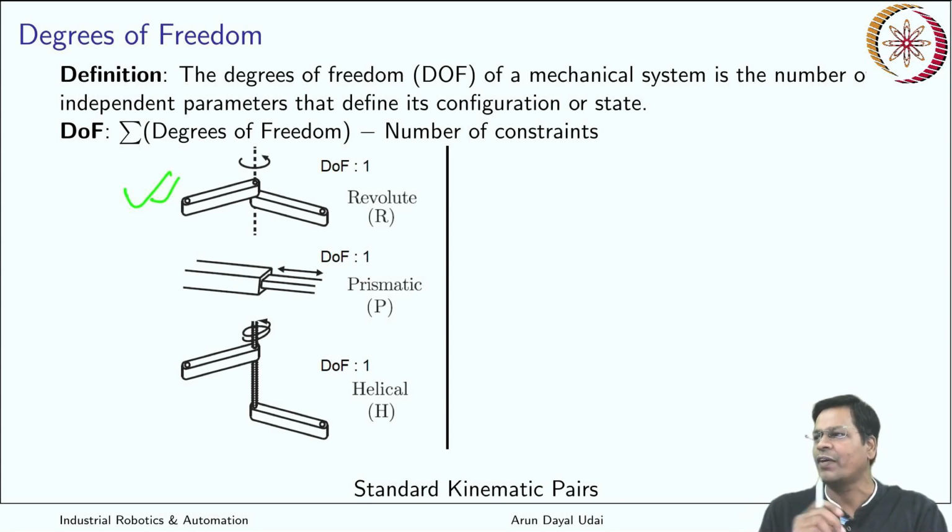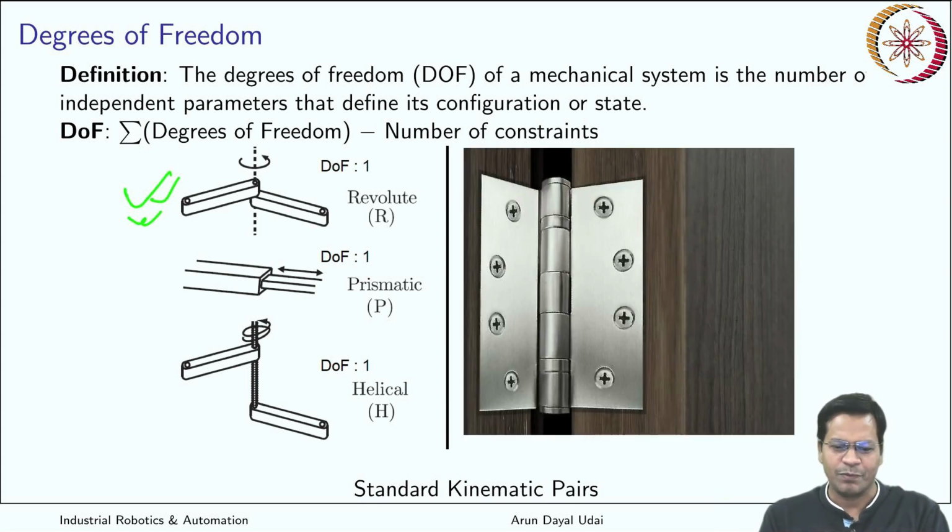So I have defined it in 2 ways. First, the number of independent parameters that are required, and second, the total minus the number of constraints that you can put. So either way it is coming out to be 1. Now let us see what could be an example of this. It can be simply your door hinge. Your door hinge is very much like this.